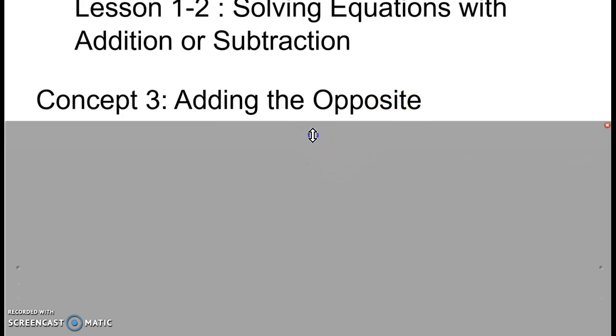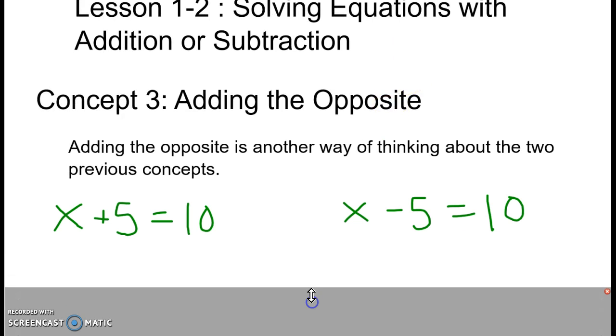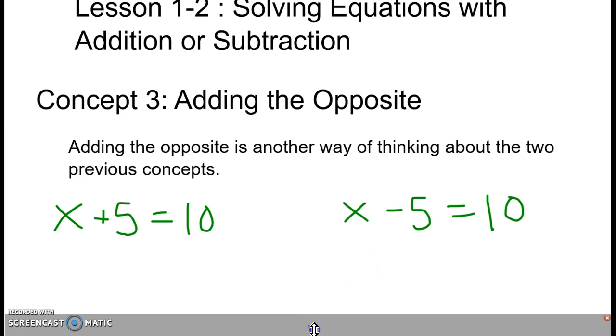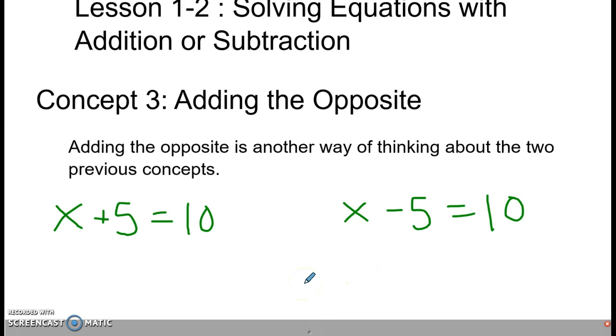So in our first two concepts, we looked at adding and subtracting in order to isolate a variable and solve an equation. Adding the opposite is basically a way of combining the two concepts together. So if we have an addition problem where we have a variable and we're adding something to it, normally we would subtract that from both sides. And that's a perfectly reasonable way of doing that.